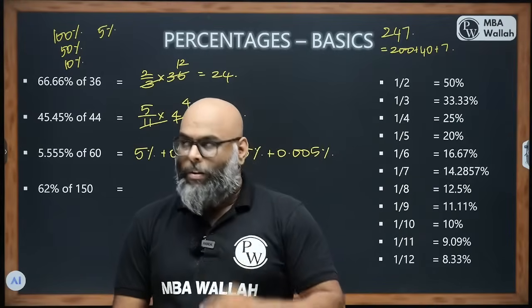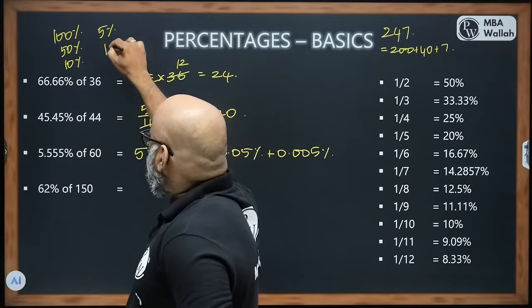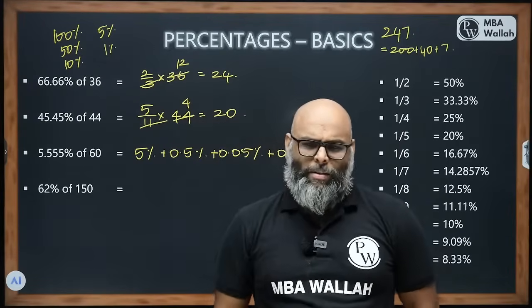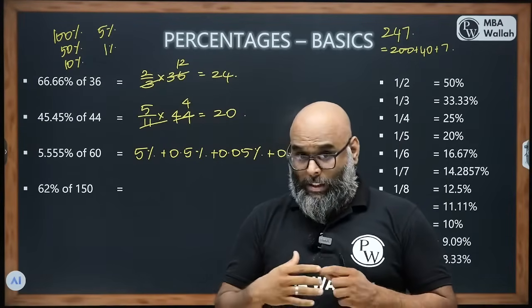That's all. And finally, finding 1% of a number: divide the number by 100. All these values, with this, I can go to any number.